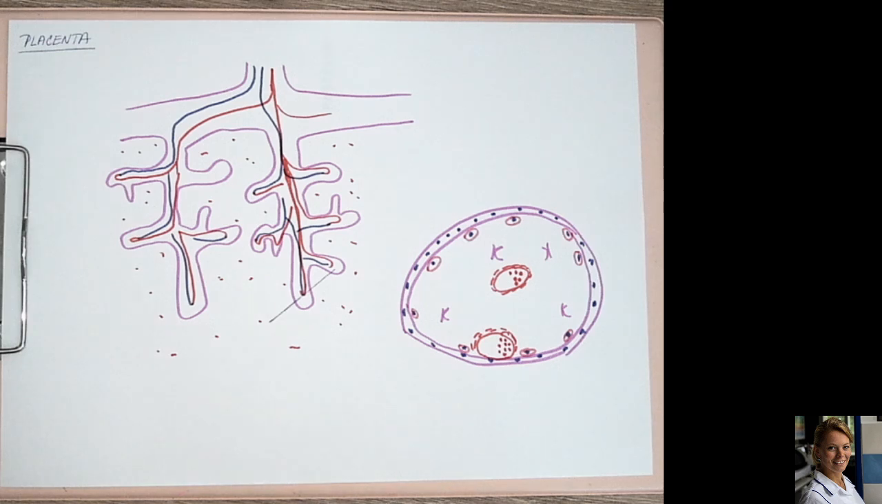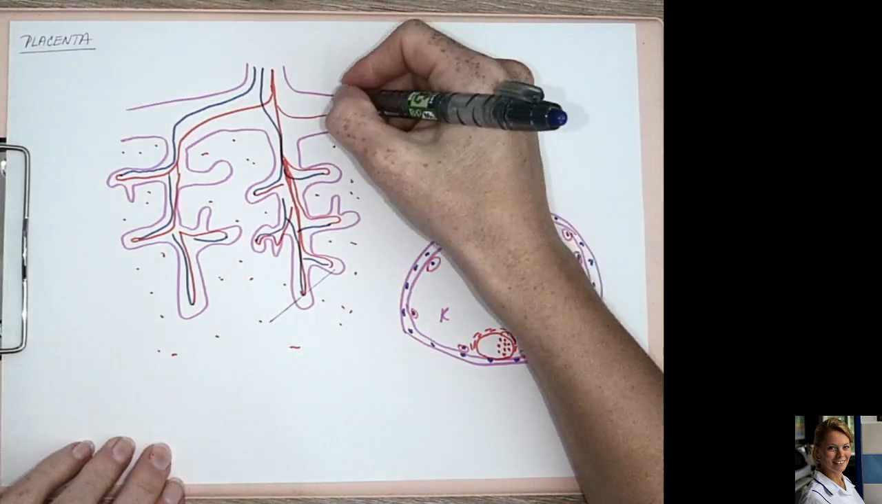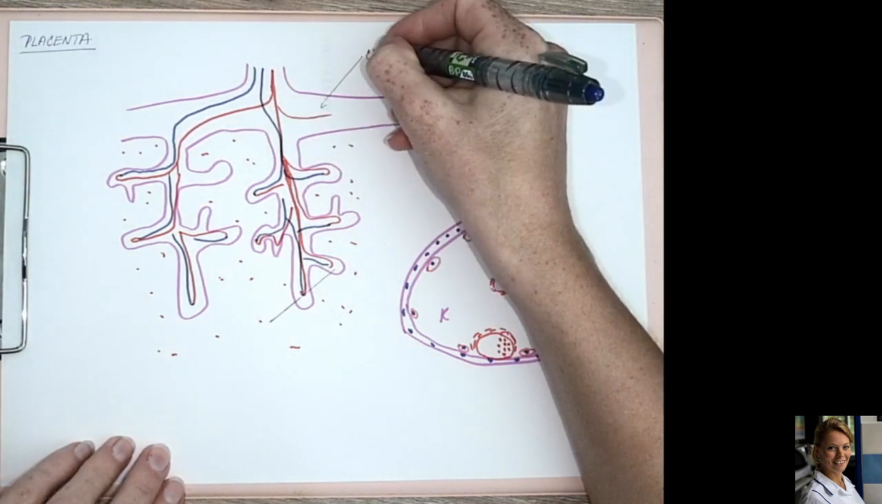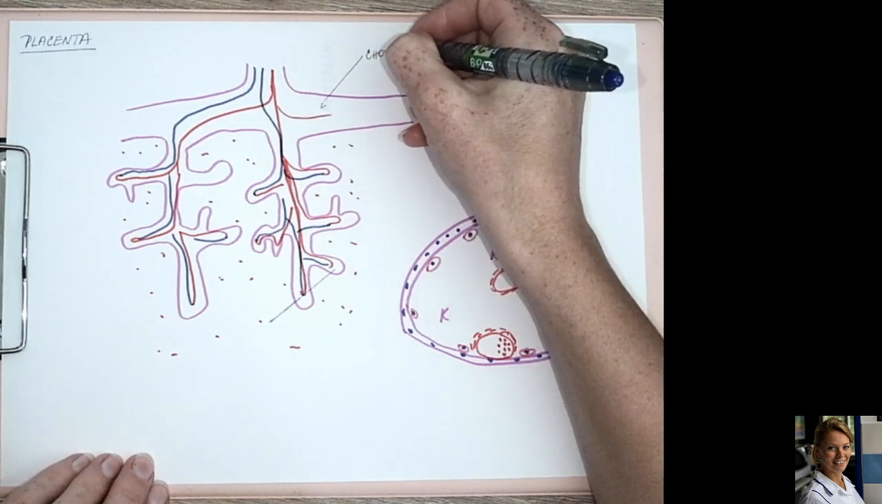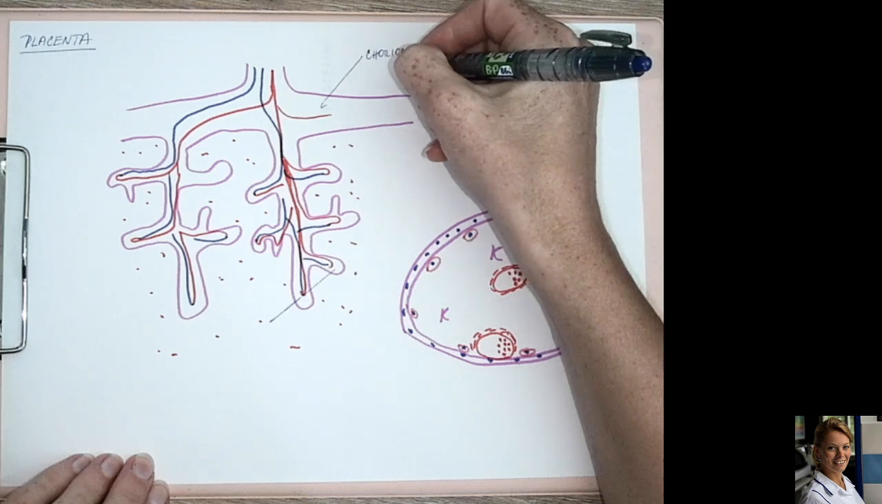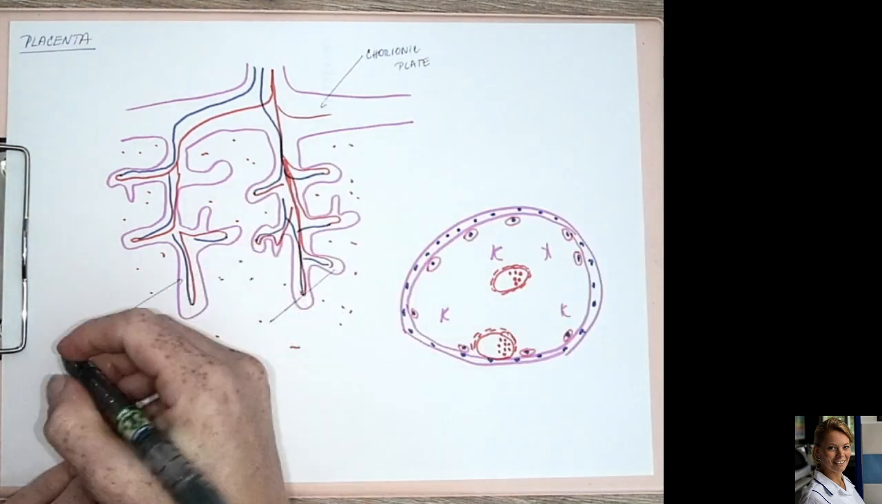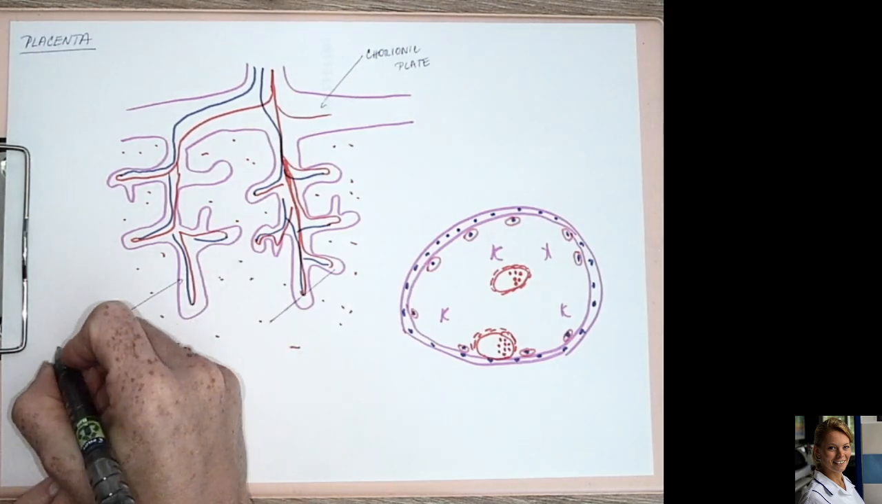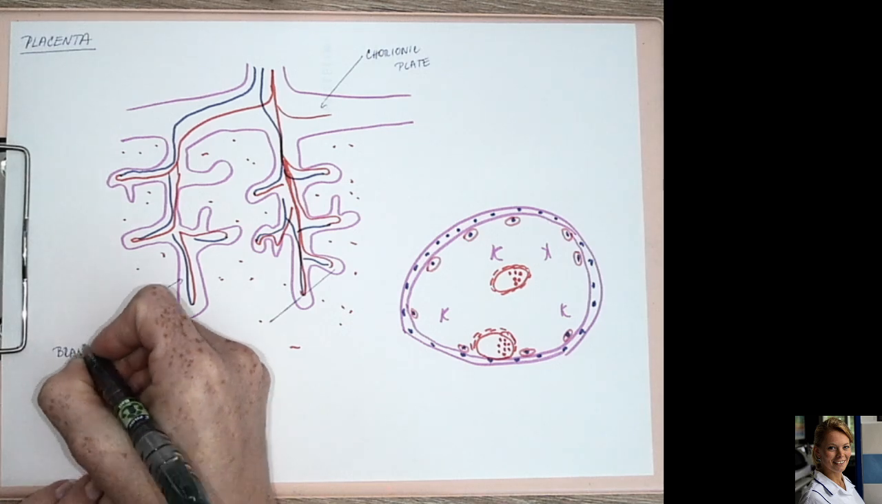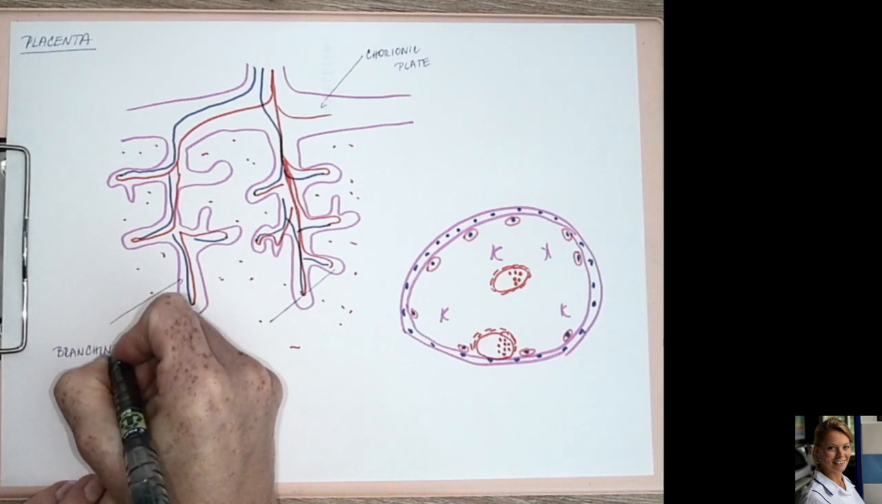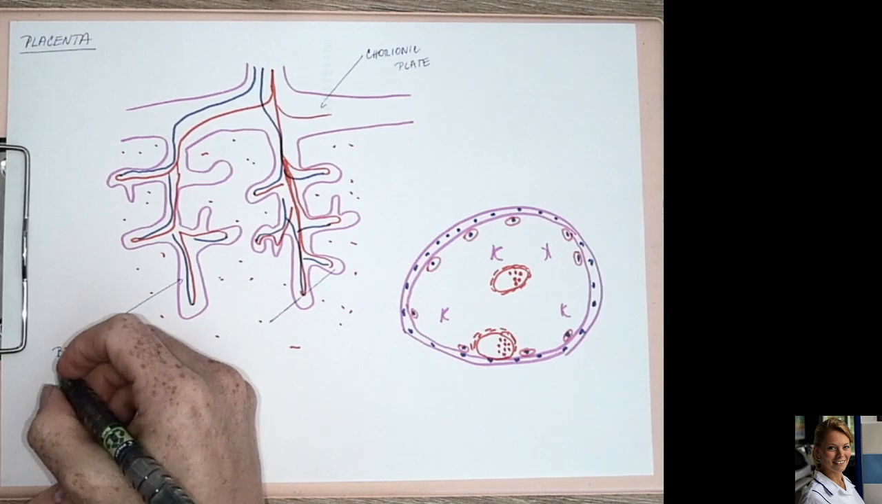So now we label the scheme. Here is the chorionic plate, and the branching chorionic villi tree.